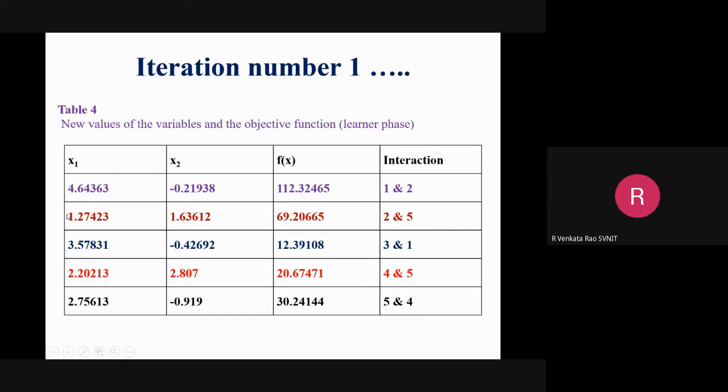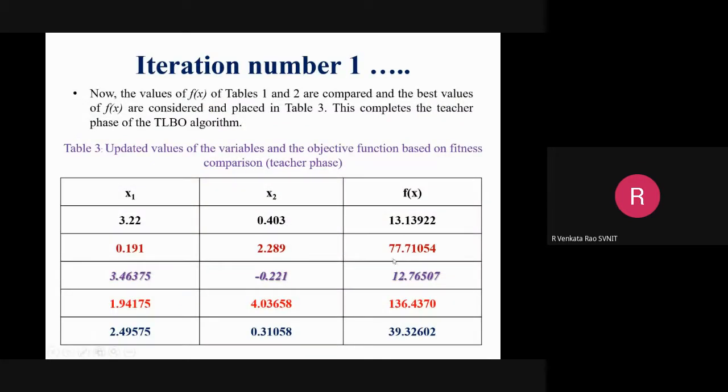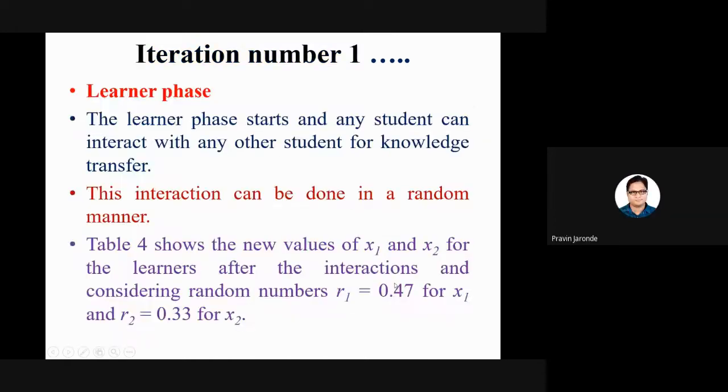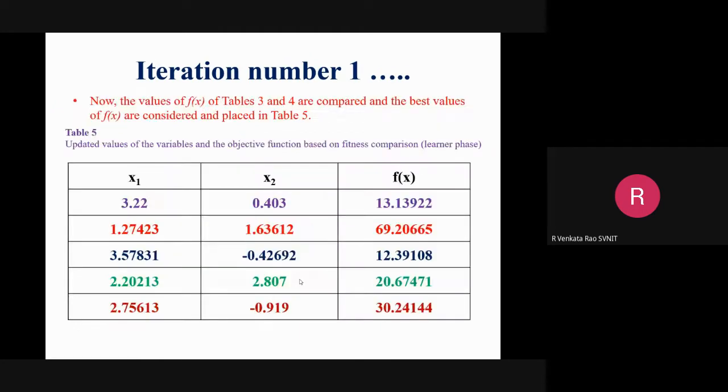Now I give you another demo example, learner 2. The new value of fx for learner 2 is 69.2. And if we see the old solution, that is 77.7 for learner 2. That means the old solution is not better. The new solution is better. That we keep in the next table 5. And for the third learner, the old solution is 12.7 and the new solution is 12.39. That way new solutions and old solutions are compared. Whichever is better, we have taken to table 5, and this table 5 contains the updated values of the variables and the objective function based on fitness comparison.